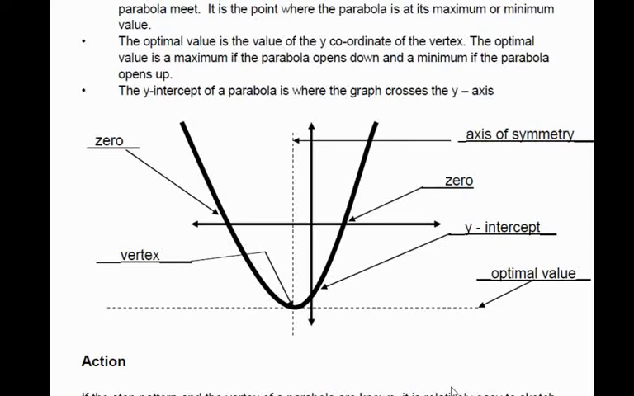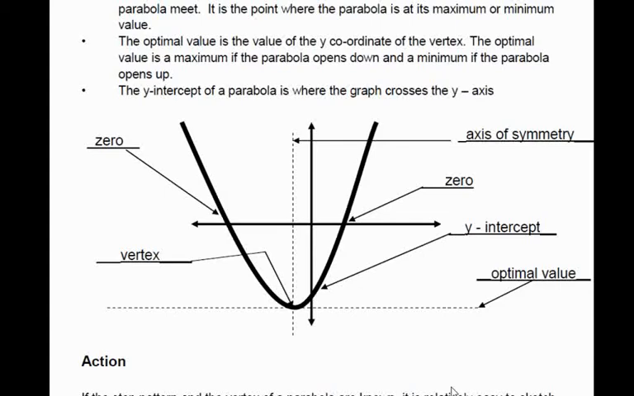The optimal value is the y value of the vertex, and it's either a maximum or a minimum. So if we have a parabola that opens up, the optimal value will be a minimum because that's the lowest possible value that the parabola can be. And if we have a parabola that opens down, the optimal value will be a maximum because that's the highest possible value the parabola can be.